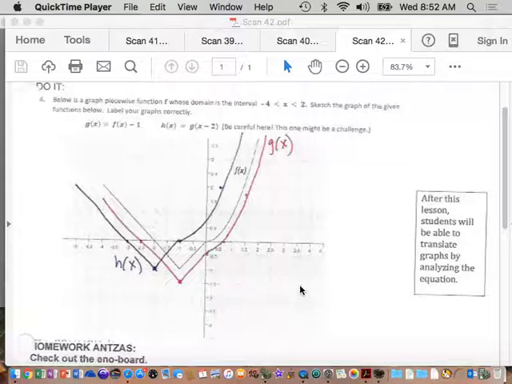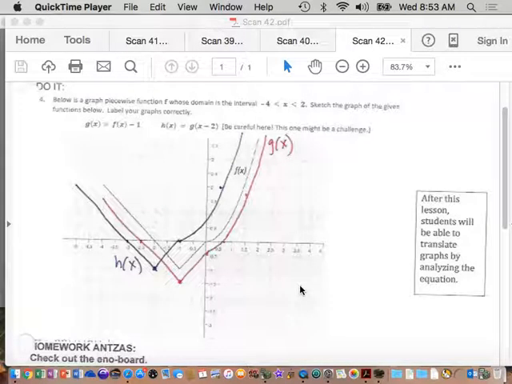All right, so, guys, there's the answer to the Do It. Take a look, see if you agree. Remember, the function g of x has a vertical shift of down 1.